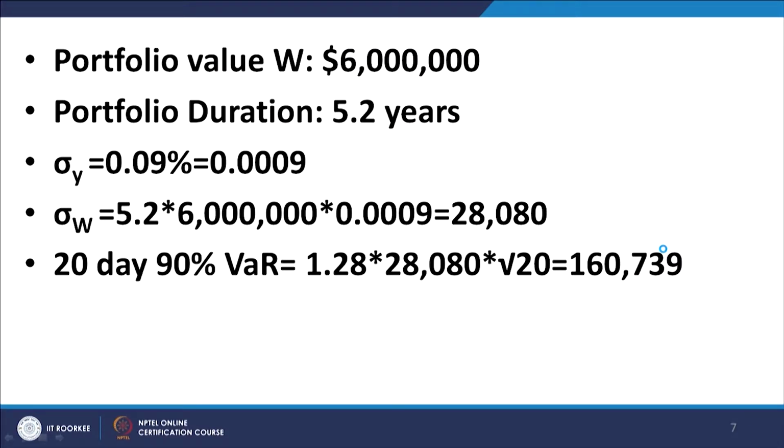So, portfolio value is 6 million, portfolio duration is 5.2 years, sigma y is 0.09%, that is 0.0009. Sigma w is equal to D into P into sigma y. So, that comes to 28080 and the 20-day 90% value at risk comes to be 160739, a pretty straightforward problem.